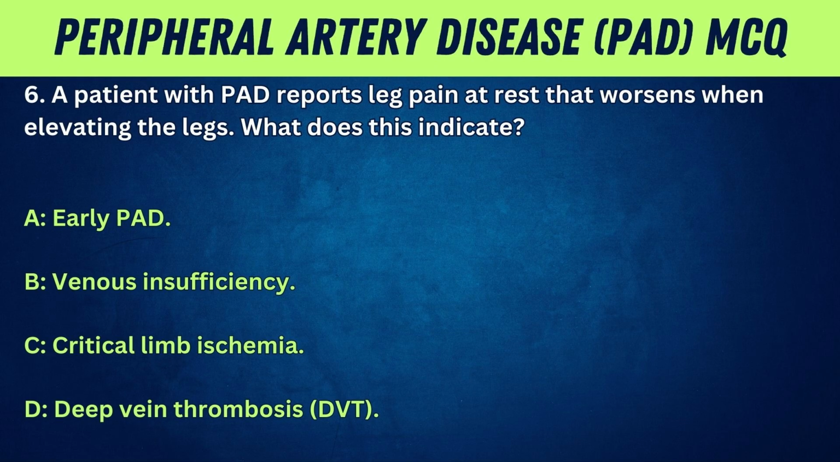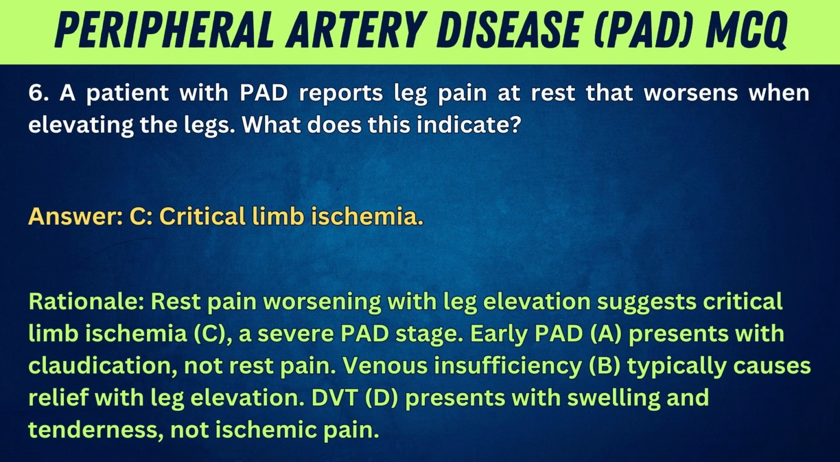6. A patient with PAD reports leg pain at rest that worsens when elevating the legs. What does this indicate? A. Early PAD. B. Venous insufficiency. C. Critical limb ischemia. D. Deep vein thrombosis, DVT. Answer: C. Critical limb ischemia. Rationale: rest pain worsening with leg elevation suggests critical limb ischemia, C, a severe PAD stage.